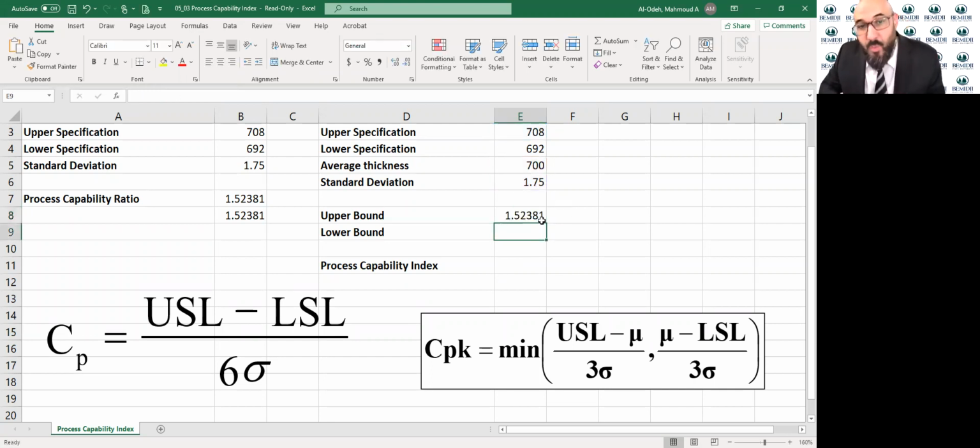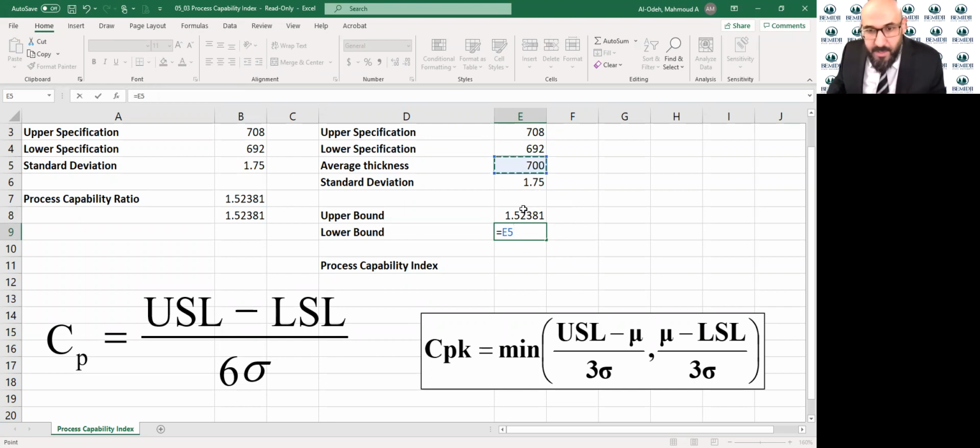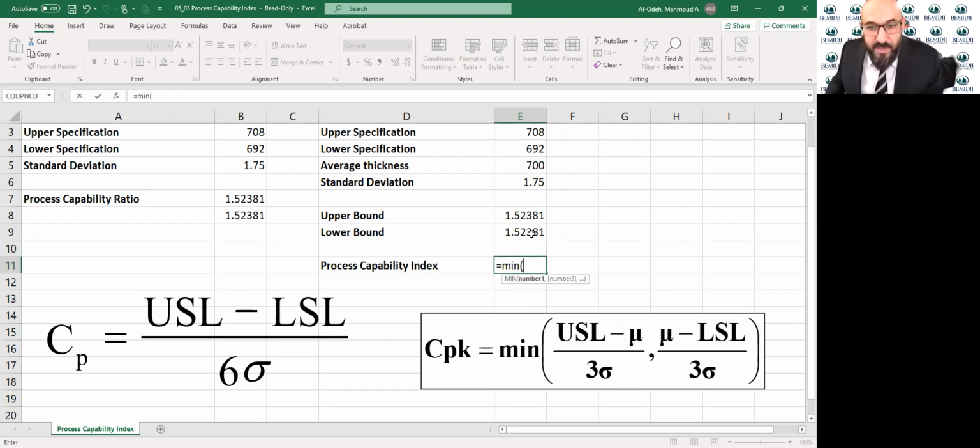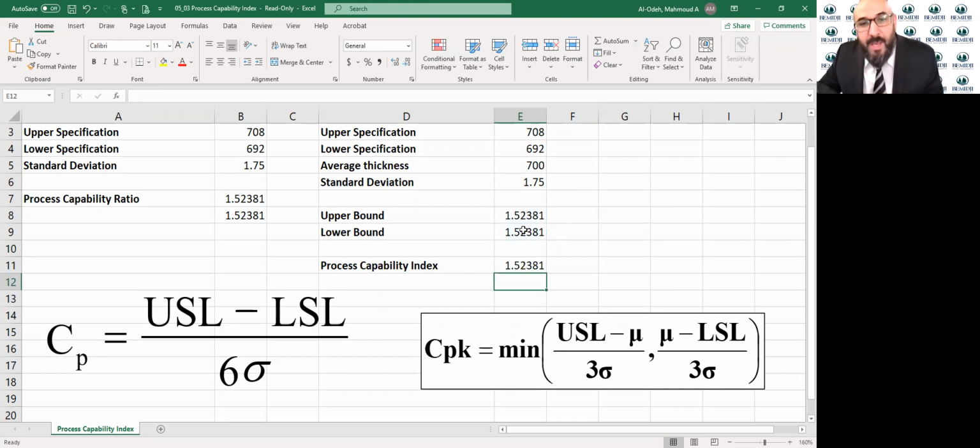All right, that's excellent. So one of them is more than one. Let's see if the other one is more than one as well. The lower bound would be the average, 700, minus the lower specification, divided by 3 times the standard deviation, the sigma. Nice, so both of them are more than one. So let's find the process capability index, the minimum between both of these values. So now the process is potentially capable, the process is actually capable, and the process is centered. Yes, this is the target. This is what we need. The customer would be happy. Yes, we will be able to meet the customer needs.